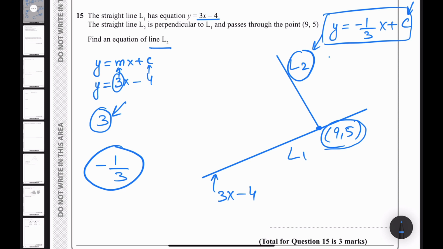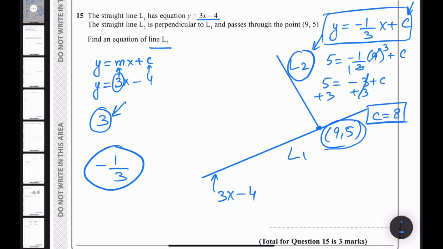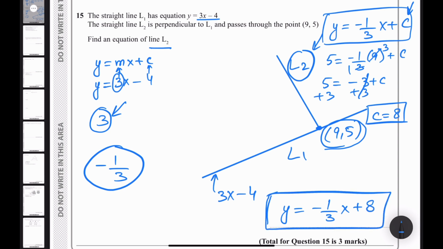So it will be like this. 5 is equal to -1 over 3 times 9 plus c. So it will become 5 equals -3 plus c. Let's add 3 on both sides. This 3 and 3 will get cancelled. So c will become equal to 8. So finally our equation will become y equals -1 over 3 x plus 8. That's the final answer. Okay, so that's how I will do question number 15.